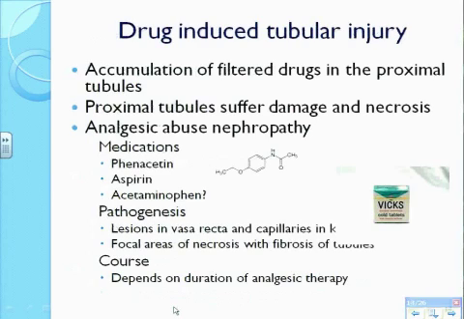Drug-induced tubular injuries can be due to accumulation of filtered drugs in the proximal tubules. These proximal tubules suffer damage and necrosis. The typical example of this is analgesic abuse nephropathy, which used to be seen a lot in the 1930s, 1950s, and 60s with what's called phenacetin.